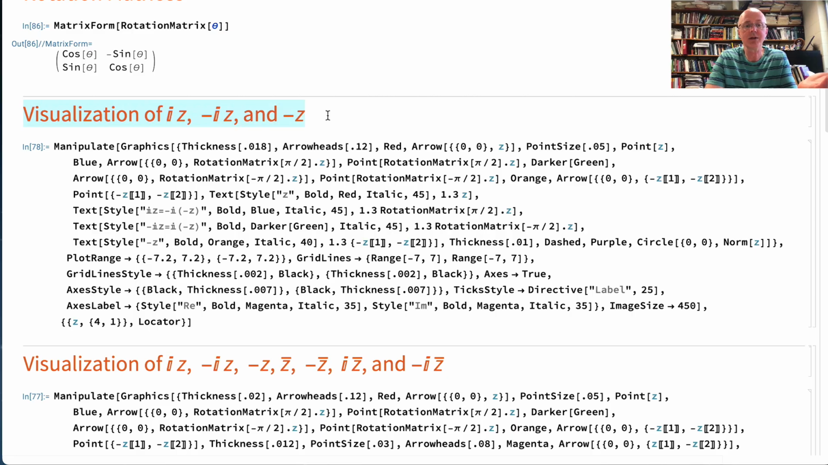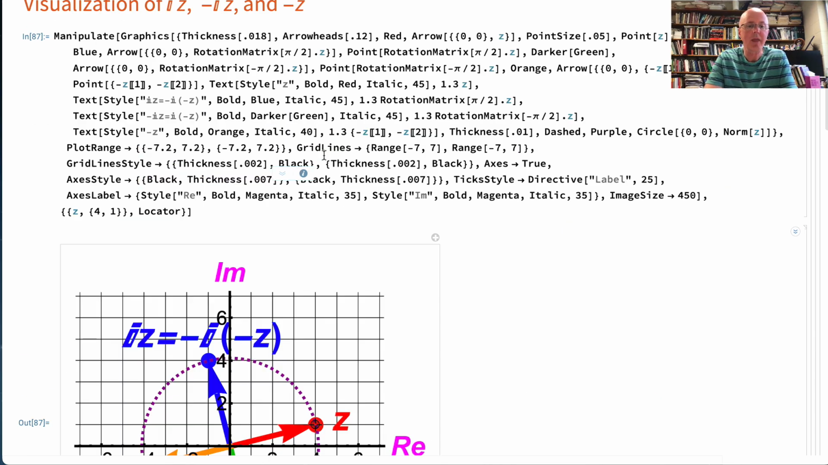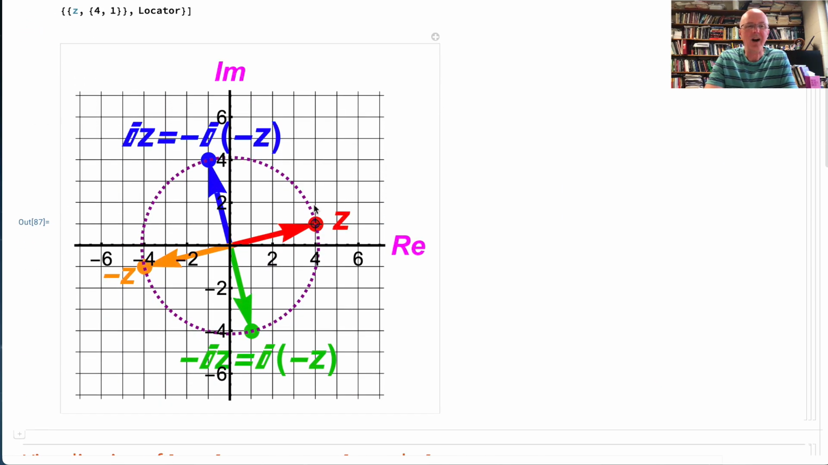First of all, I can visualize i times z, negative i times z, and I also put negative z in there. We're going to see a pretty cool picture here where I've got z at an arbitrary point indicated by this Locator command right here. I see i times z is this 90-degree counterclockwise rotation from z. I see negative i times z is this 90-degree clockwise rotation from z. Negative z is over there.